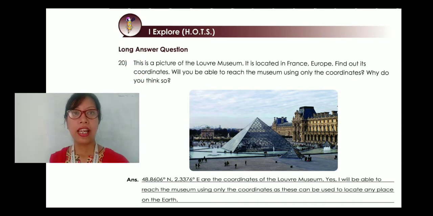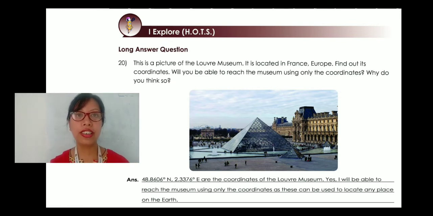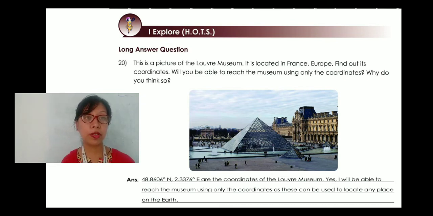Don't forget. Okay, then let's come to the HOTS. Here is given a picture of the Louvre Museum. It is located in France, Europe. Find out its coordinates. Will you be able to reach the museum using only the coordinates? Why do you think so?